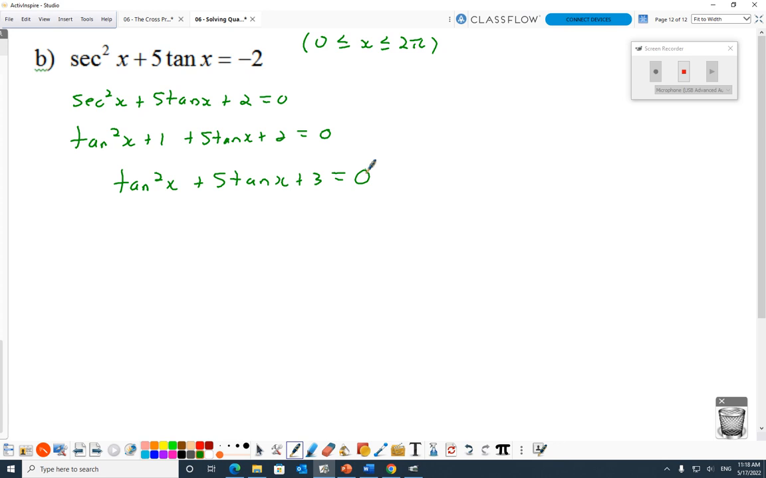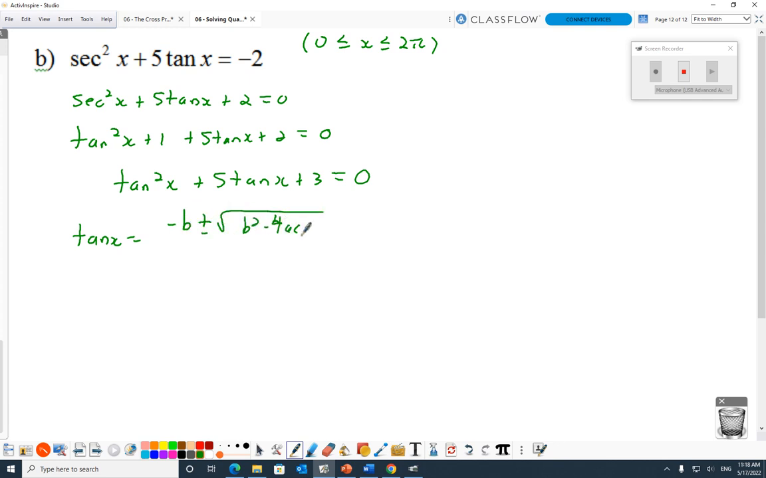How do I solve a quadratic that won't factor? The quadratic formula. Can you believe that? In the middle of a quadratic trigonometric equation, the quadratic formula. It's actually not that bad. Wait till you see what has to happen here. It's not as bad as it looks. Watch the quadratic formula here. Tan x equals negative b plus or minus the square root of b squared minus 4ac.